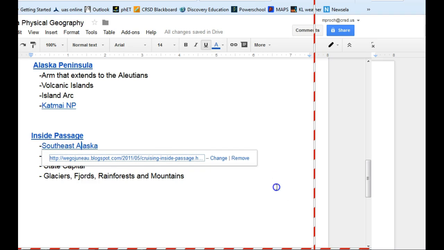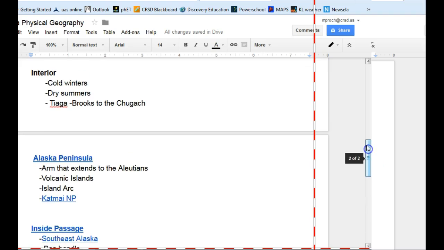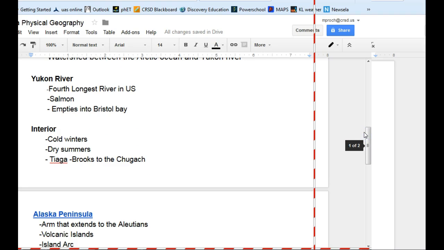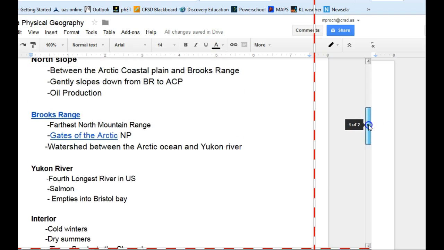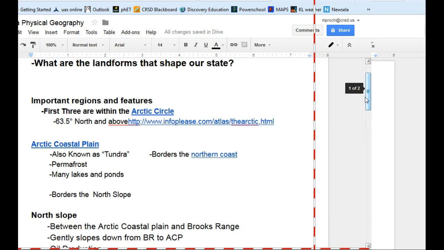Just to review real quick, again, we have the Inside Passage, just the panhandle of Alaska, from the state capital, but glaciers, lots of just amazing topography, fjords and rainforests, just lots of green. Okay, the Alaska Peninsula with the volcanic islands, the island arc, the Aleutian Islands, the interior, just really cold winters, dry summers, the taiga, and then the Yukon River, the Brooks Range, the largest mountain range above the Arctic Circle, the North Slope where we get our oil, and the Arctic coastal plain. So that's your notes.